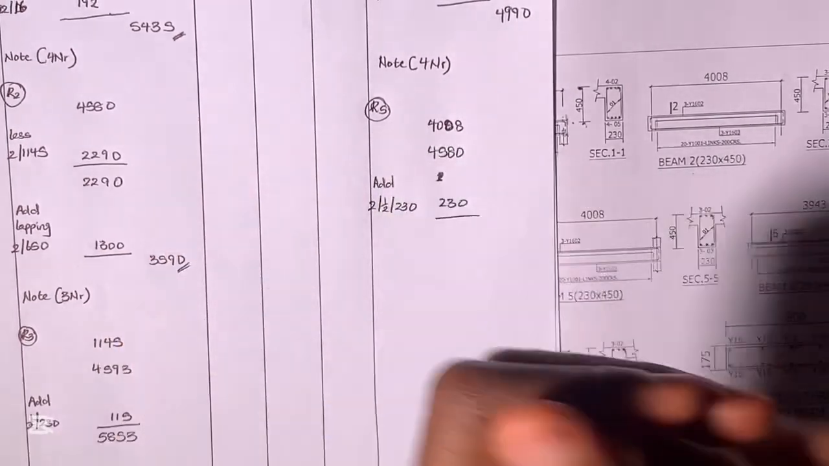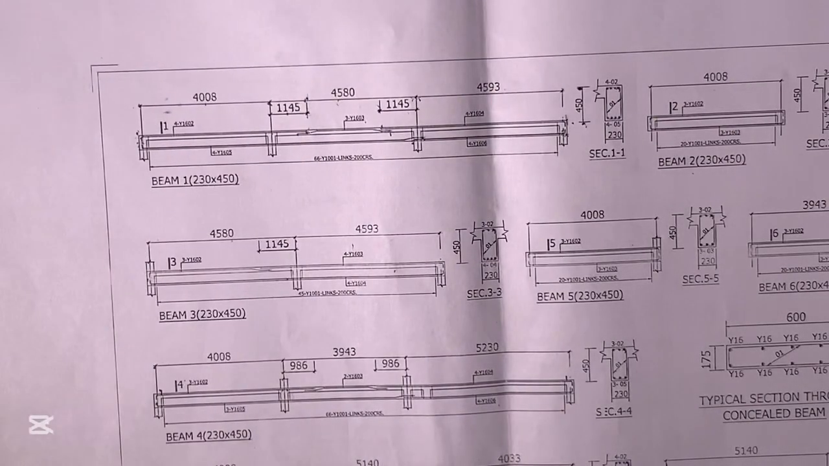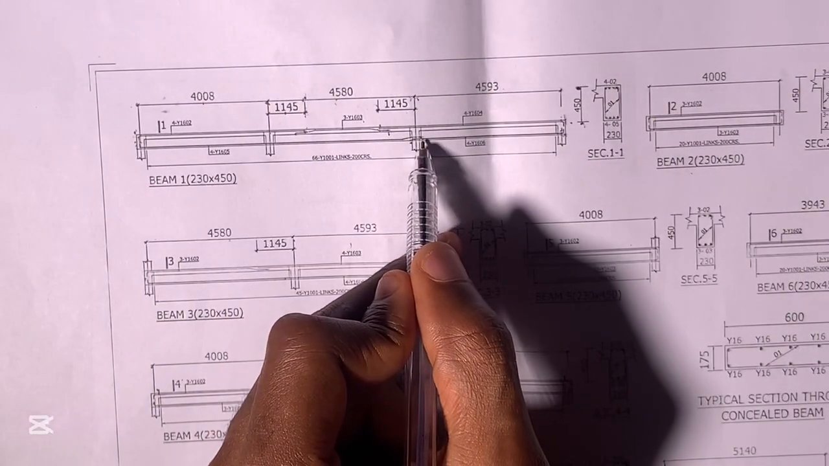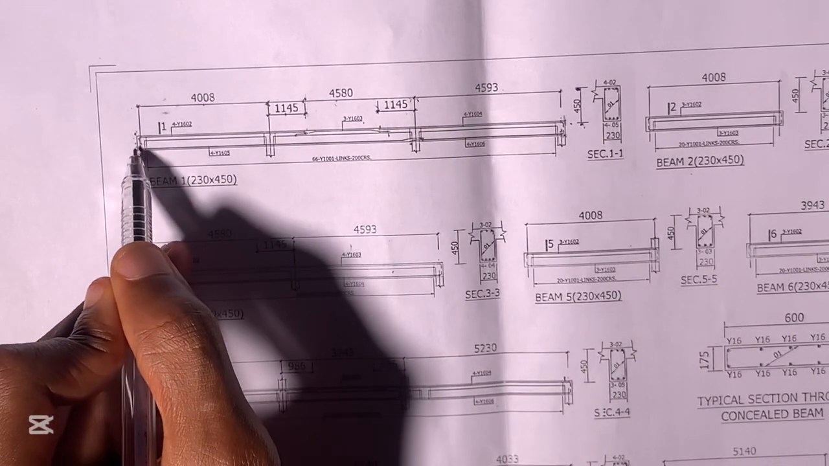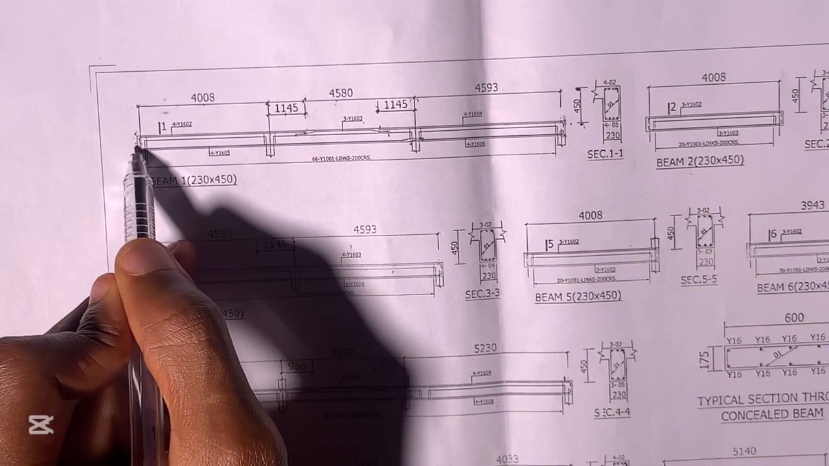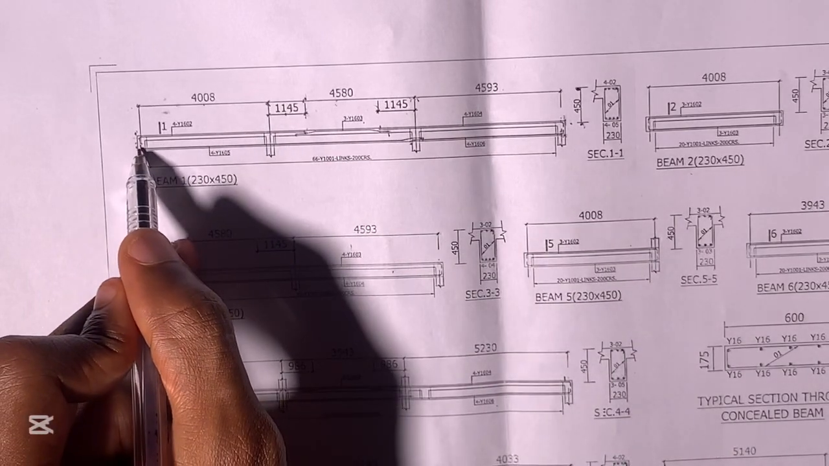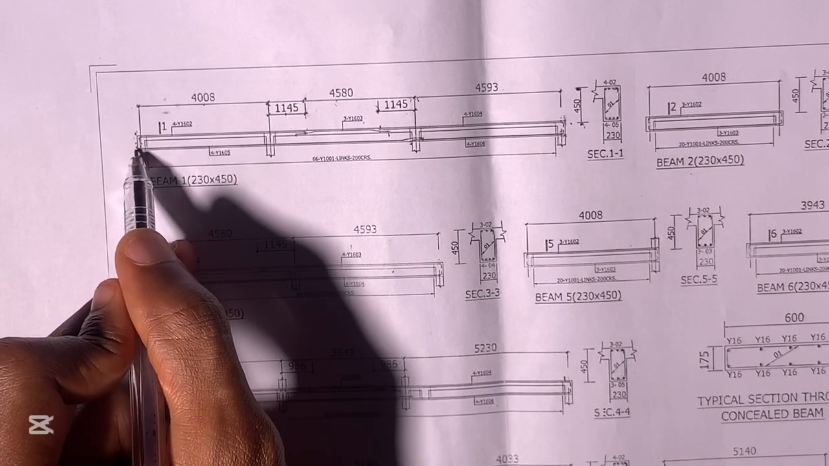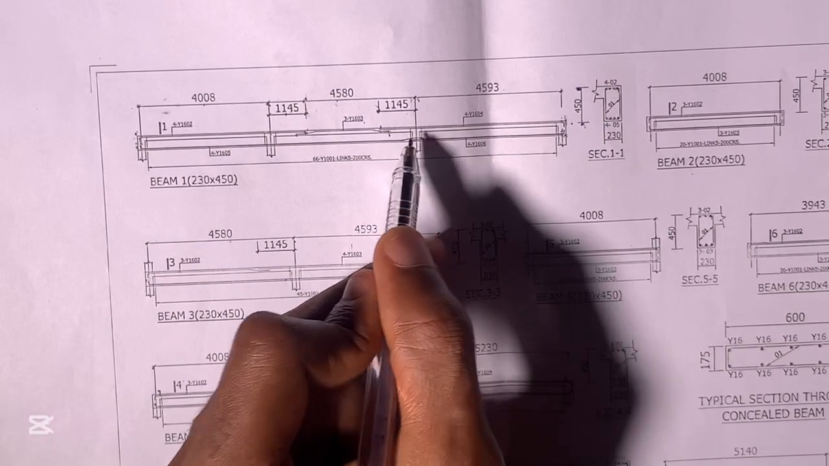When you do the maths, you're going to have a total of 8,818, meaning that the length of this beam from this point here down to the end here is 8,818. So we're going to minus the concrete cover for this side to get the length of this straight reinforcement from this point down towards this edge. So we'll now less.